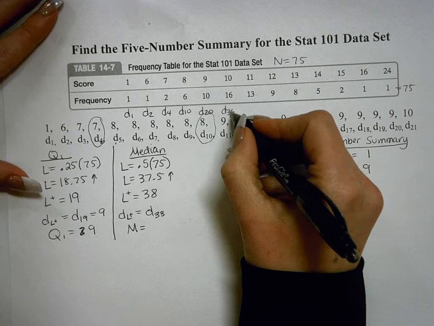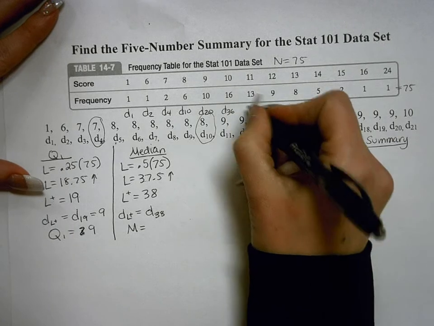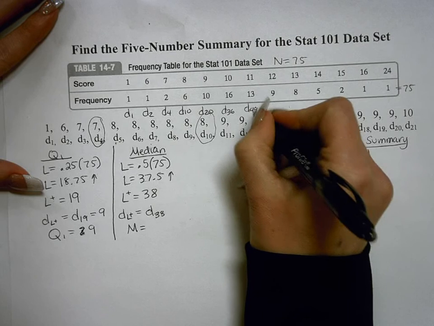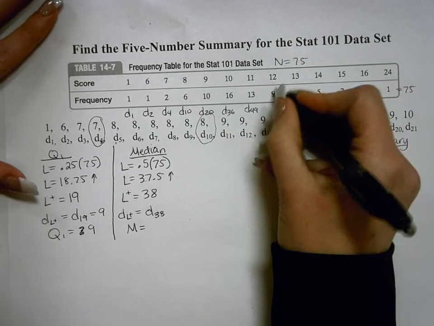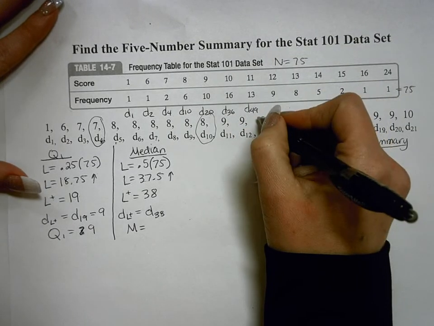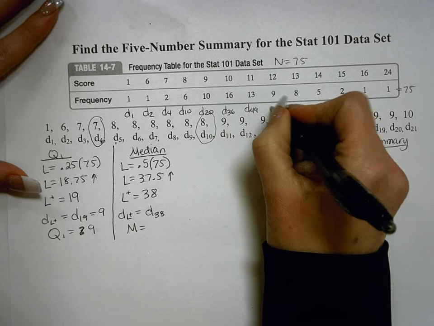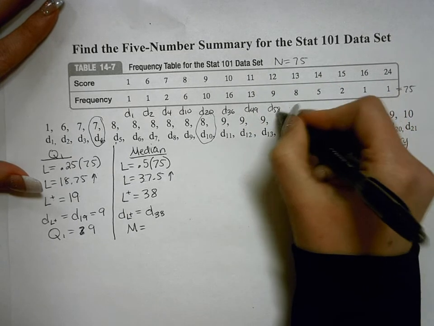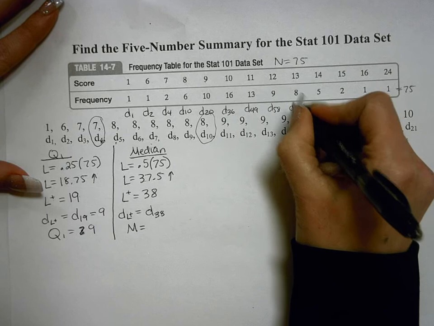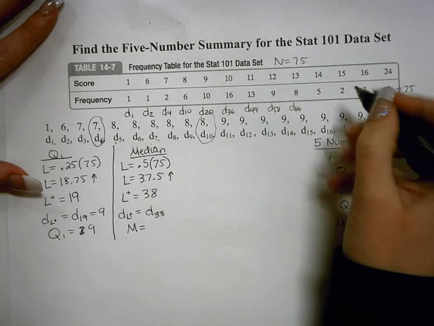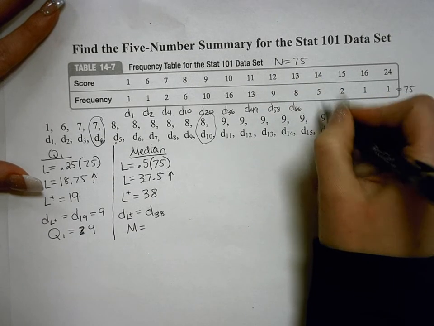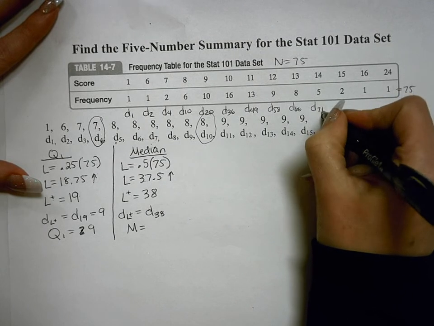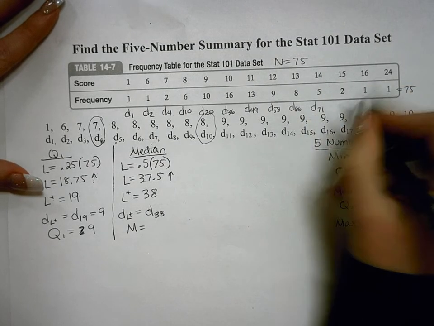Then I'm going to go D36 plus 13, which would be D49. That represents my last 11. And then 9 plus 49, which would be D58, represents my last 12. And then 8 plus 58, which would be D66, represents my last 13. 66 plus 5, which would be D71, which represents my last 14.